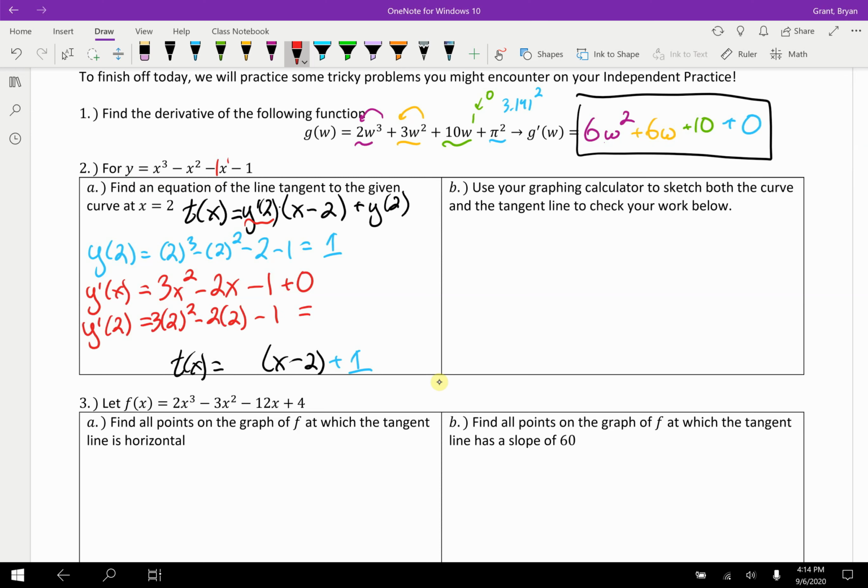2 squared is 4. 4 times 3 is 12. 12 minus 4 is 8. 8 minus 1 is 7. And so the equation for my tangent line is here. Well, how could you see if you're right?